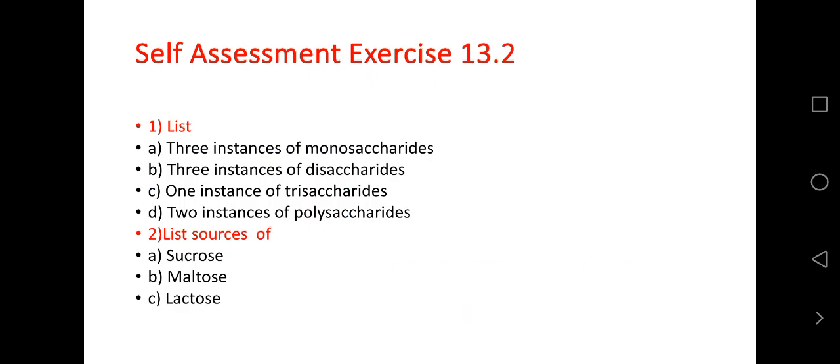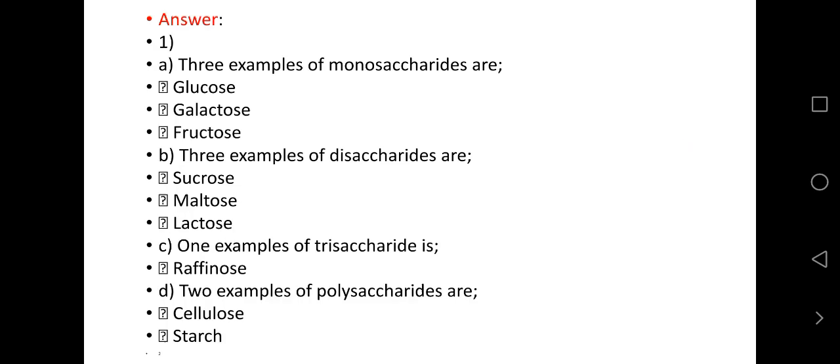Now we will do self assessment 13.2. In self assessment 13.2, we have two questions, question number 1 and question number 2. In question number 1, we are asked for three examples of monosaccharide, three examples of disaccharide, one example of trisaccharide, and two examples of polysaccharide.